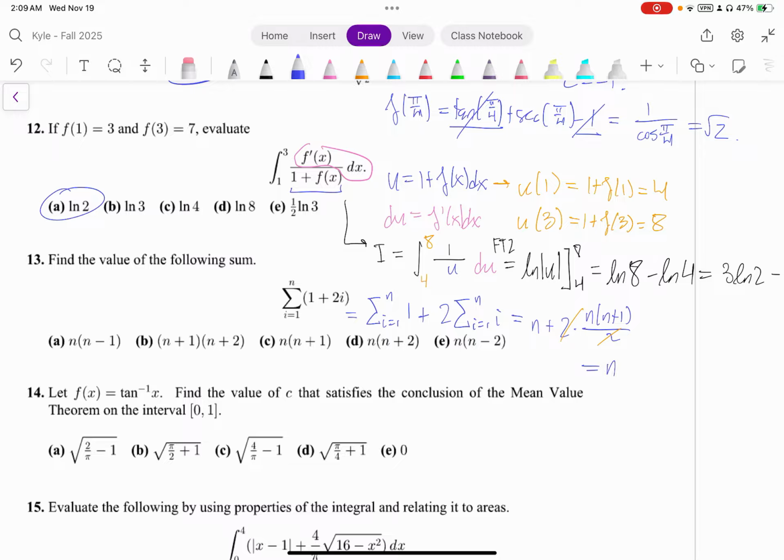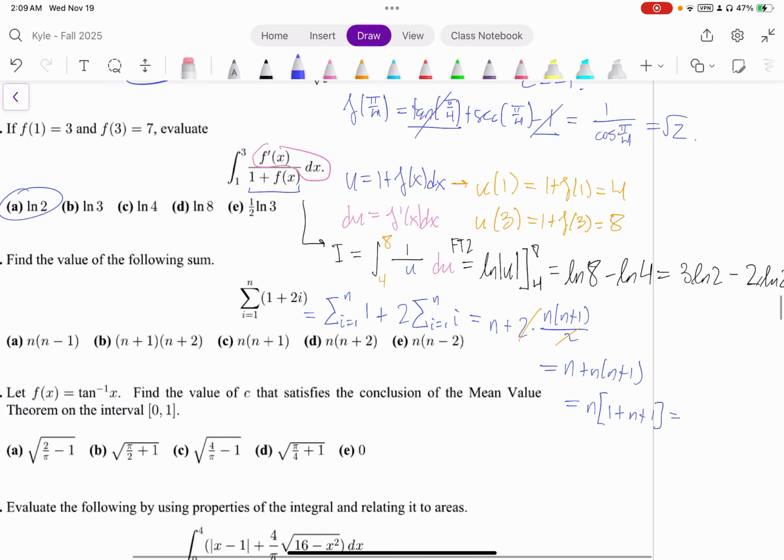So this is n plus n times n plus 1. So we can factor this. This is n times 1 plus n plus 1. So this is n times n plus 2.